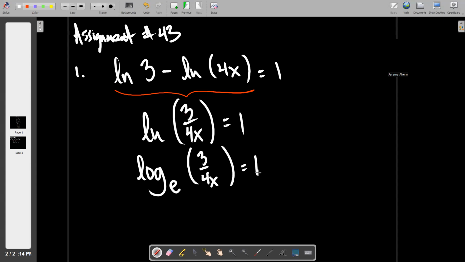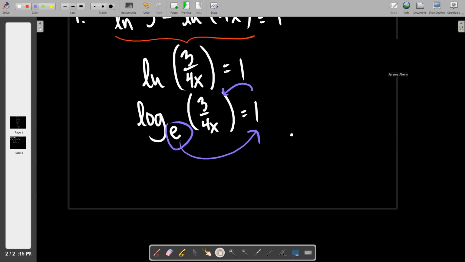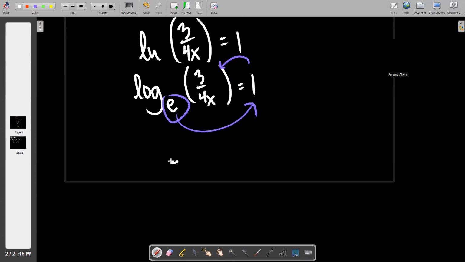So now that we actually see the base, we can water cycle it up and hit it the same way we always have, and that is to say base to the logarithm equals argument. That cycle's never going to veer from that course. And so when we write this exponentially, it's going to be e to the power of 1 equals 3 over 4x. And of course, note that I opted not to write e to the power of 1. That would just be a little weird.